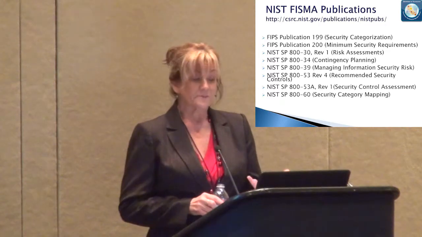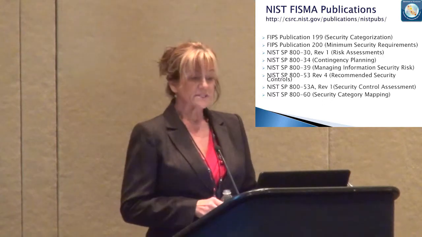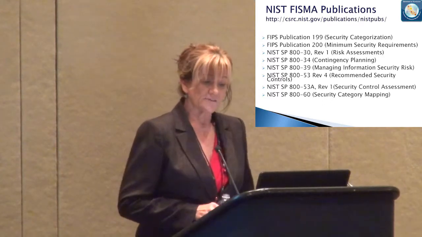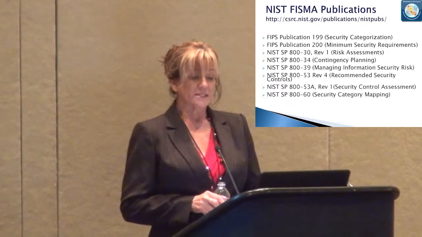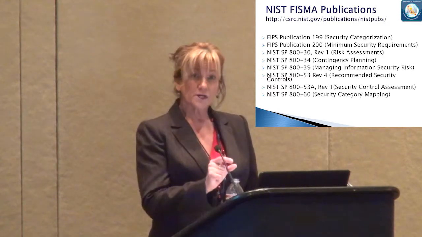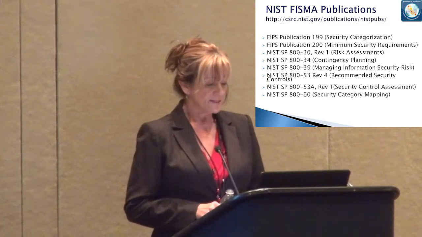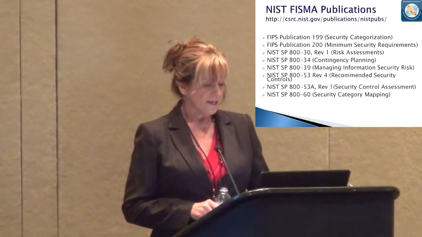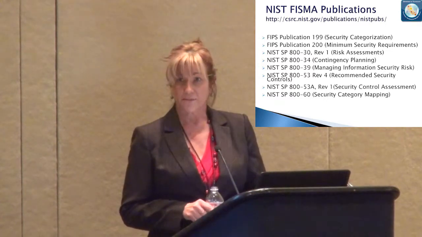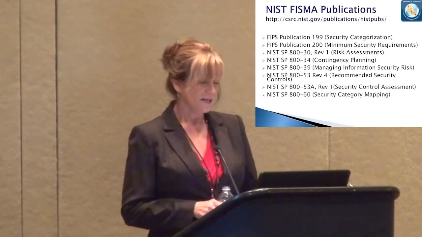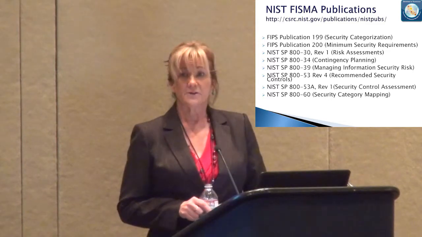So there's then FIPS Publication 200, which is the minimum security requirements. Then we've got risk assessments, contingency planning, managing information security risk, recommended security controls, security control assessment, and mapping. The ones we're going to focus on are FIPS 199 and the associated NIST Special Publication 800-60, which is security category mapping at the bottom, and FIPS 200 and the associated NIST Special Publication 800-53 and 800-53A.